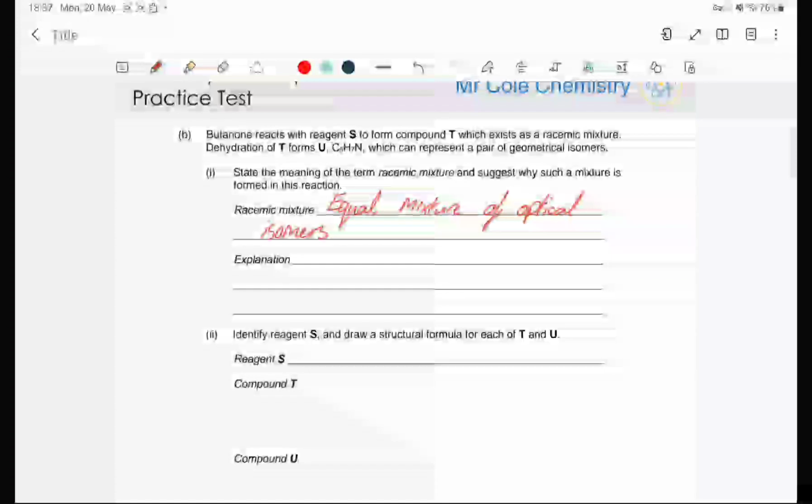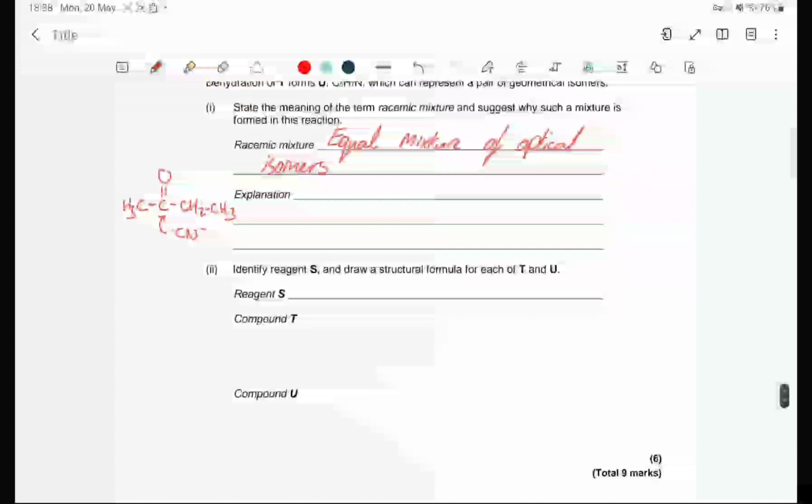Now the explanation. So I've drawn out the first step of the mechanism there, and it's not immediately apparent why you would end up with a racemic mixture if you were to look at it from this perspective. However, if you redraw this, looking at the geometry, it's a little bit clearer. So I'm just going to draw it down below in the question part 2, and you'll hopefully be able to see what I'm talking about.